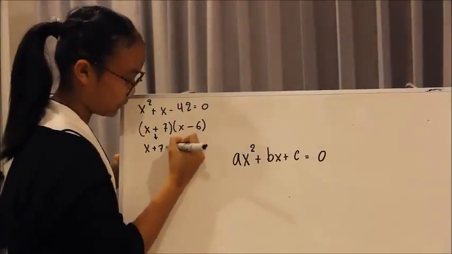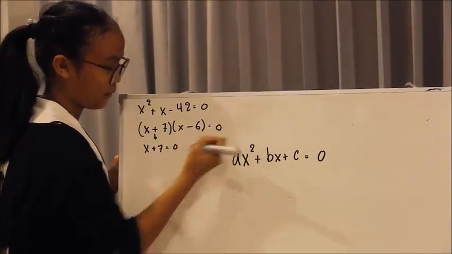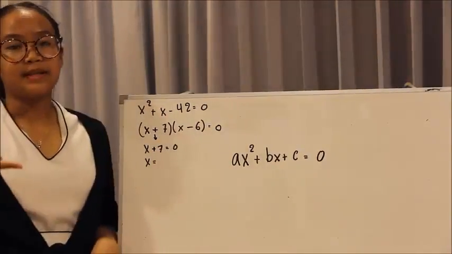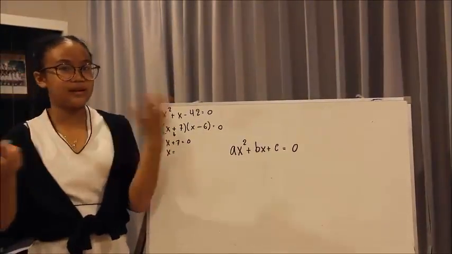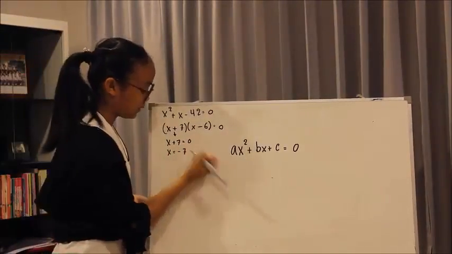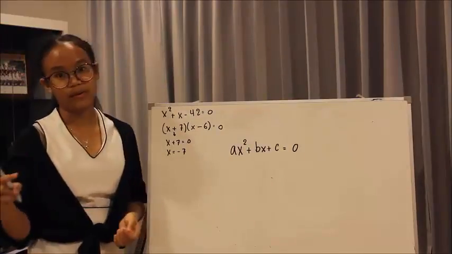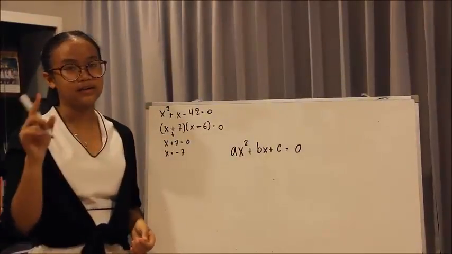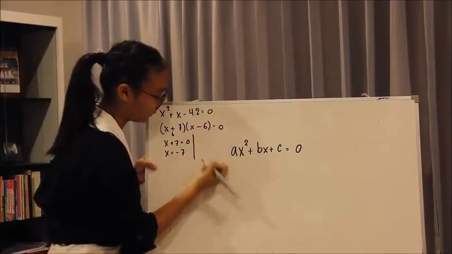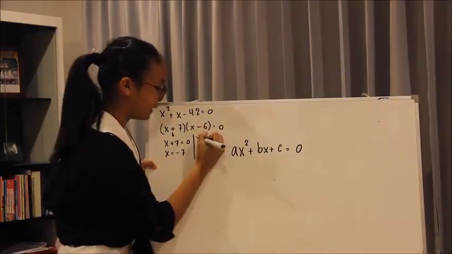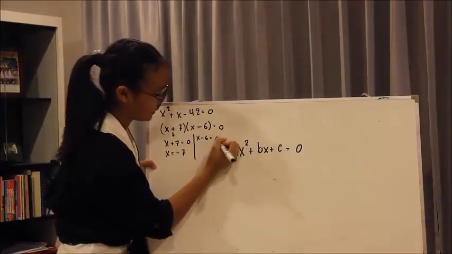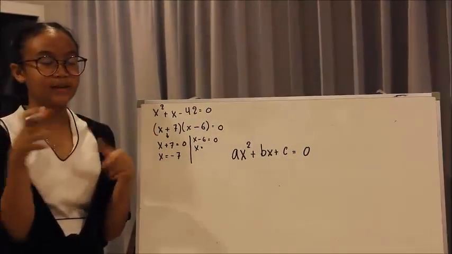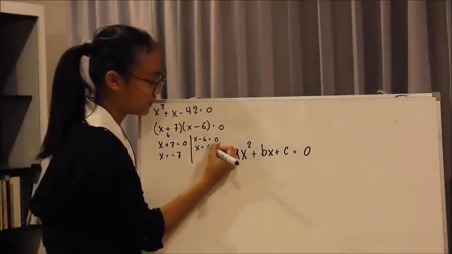So let's see this first. x plus 7 equals 0, right? Because this is the equation, and you want to know x. Positive 7 moves to the other side as negative 7. When you move to the other side, you must change your operation: from plus to minus, minus to plus, times to divide, divide to times. Next one, x minus 6 equals 0. So x must be positive 6, right?